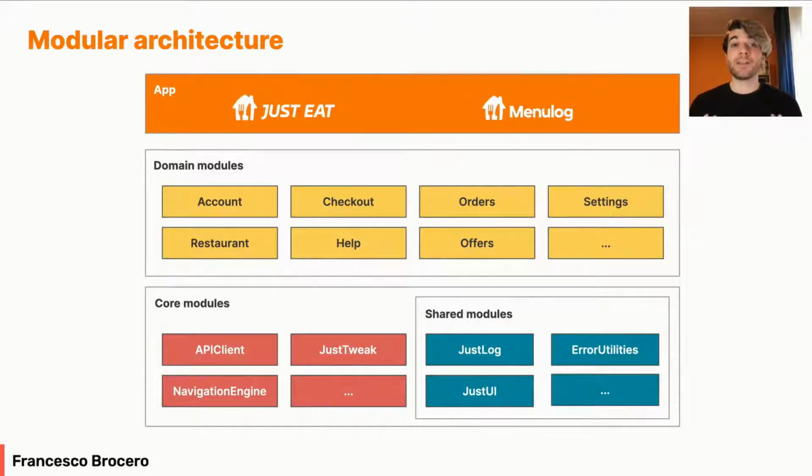Now, on the iOS JustEat app, we use a modular architecture. The entire app is split into self-contained modules. We have the domain modules. They look after an entire feature, a user flow, or an area of the app. Those modules are powered by the core and shared modules. They are the fundamentals of the app. For example, we have API client that is our network layer module, or we have JustUI that contains all of our UI components based on our design system.